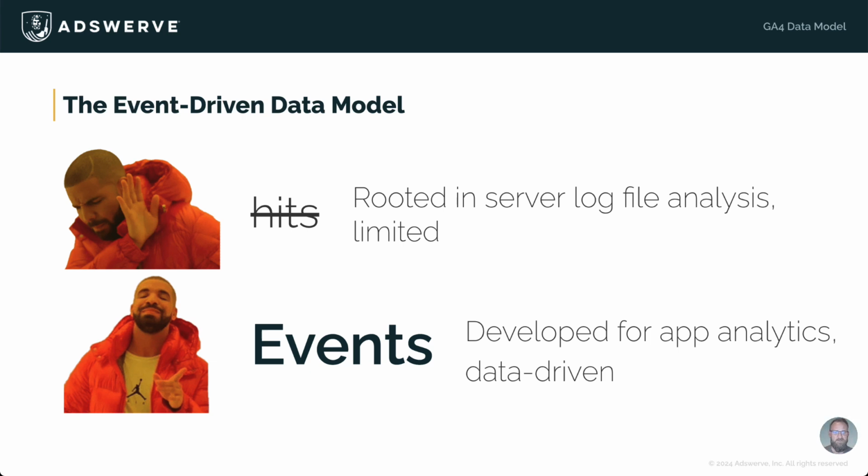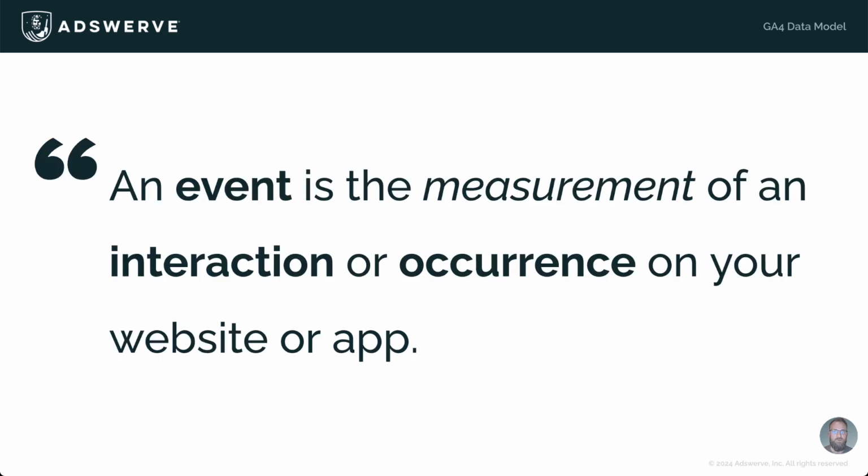Now, you might be asking yourself, what exactly is an event? Well, let's look at Google's definition. Google's definition of an event is the measurement of an interaction or occurrence on your website or in your app. Now, occurrence is just a synonym for event. So what does this really say?